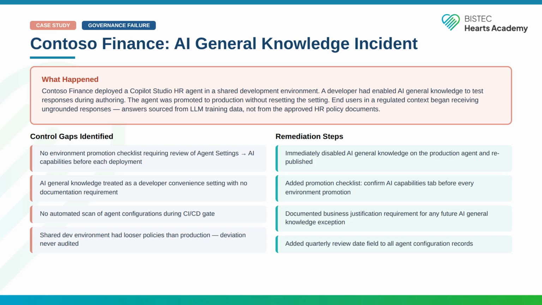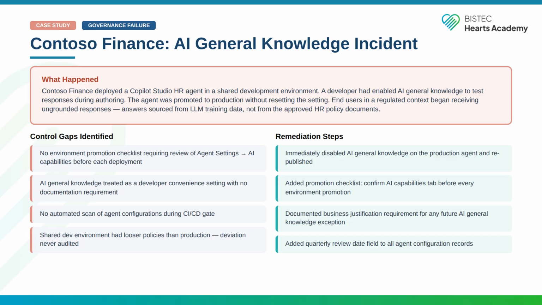Control gaps. No promotion checklist requiring review of AI capabilities before each deployment. AI general knowledge treated as a temporary developer tool with no documentation requirement. No automated scan of agent configurations in the CI/CD gate. Shared dev environment configuration, never audited against production.